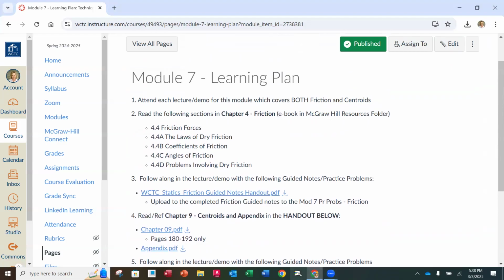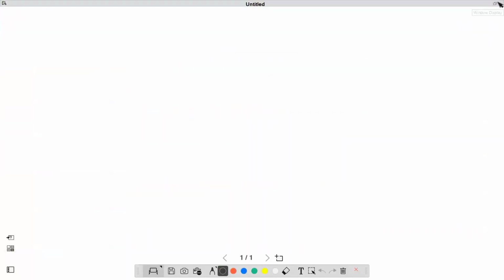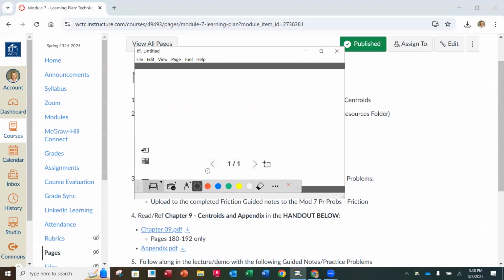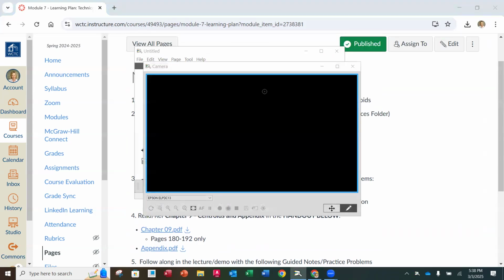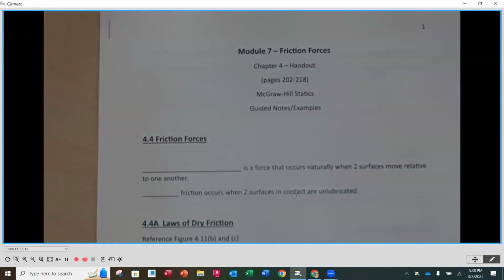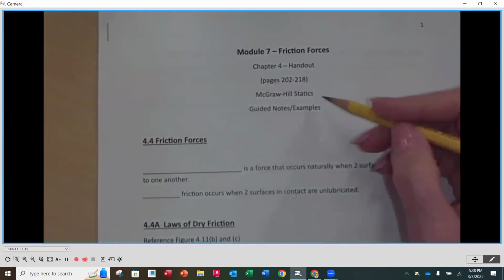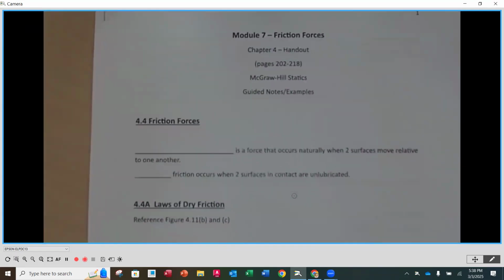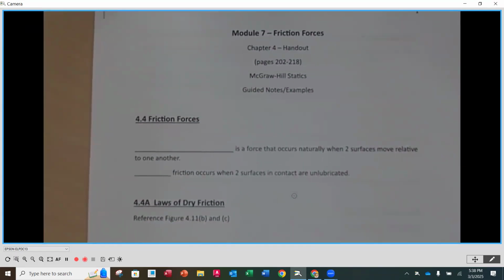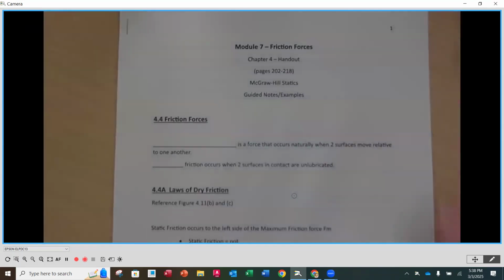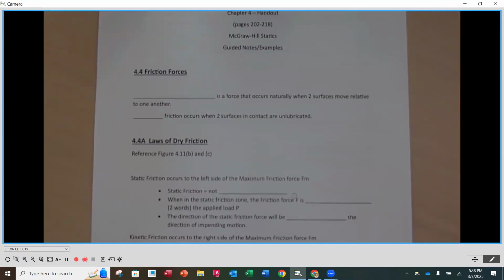So I am going to start by opening up my document camera so we can look underneath here, and we'll start looking at chapter 4 on friction. Okay, in a little bit. All right, so if you look at your McGraw-Hill textbook, so if you're referencing that ebook, you want to go to pages 202, and then we're going to extend to about 218 for the friction part. So we have looked at chapter 4. I think it was in our module 5 equilibrium. And this is like the last part of that chapter.